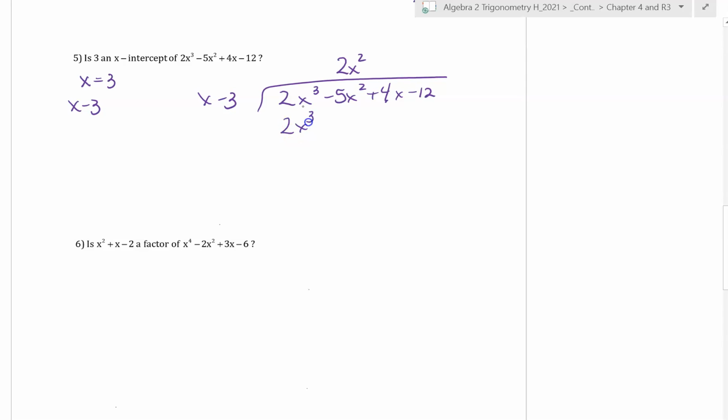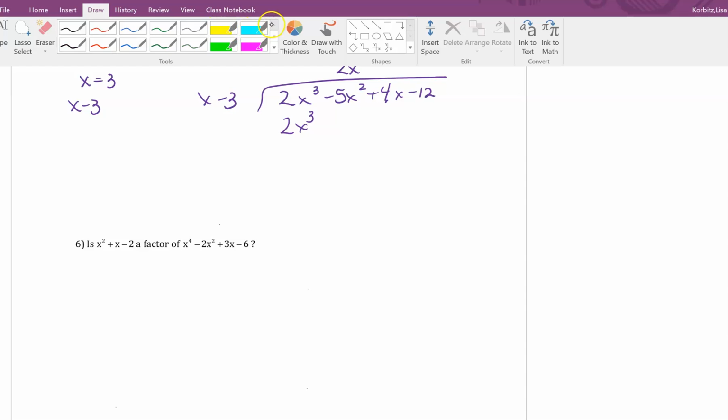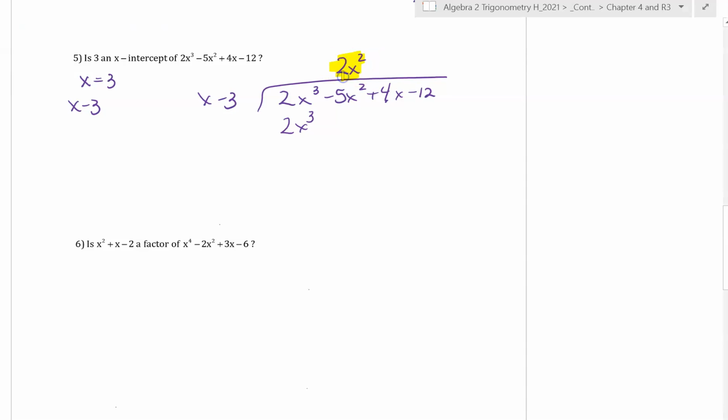So 2x squared times each term in your divisor would be 2x squared times x is 2x cubed. And let's just make sure everyone understands what you're doing. You are multiplying 2x squared times each term of the divisor, which is x minus 3. And then we have 2x squared times negative 3, so that's minus 6x squared. So remember, we're really subtracting that entire expression, so it might help if you use parentheses. So we have 2x cubed minus 2x cubed, which cancels out, that was our goal. And negative 5x squared plus 6x squared is x squared.